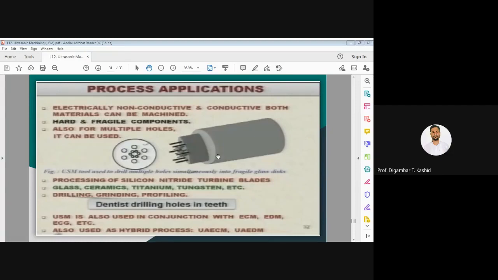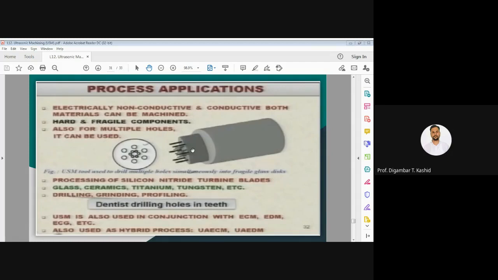this is a tool having more than one tool element, and this is the shape that can be produced on your workpiece. You can see there are six bigger size holes and six smaller size holes. All these 12 holes have been produced at the same time using this particular tool. So this is an important process application. Again, the USM tool is used to drill multiple holes simultaneously into a fragile glass disc.